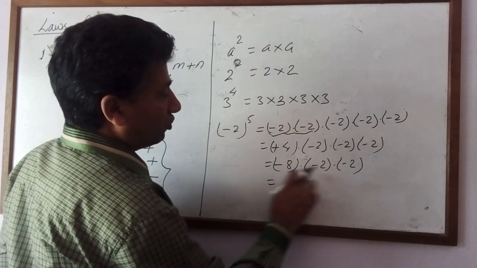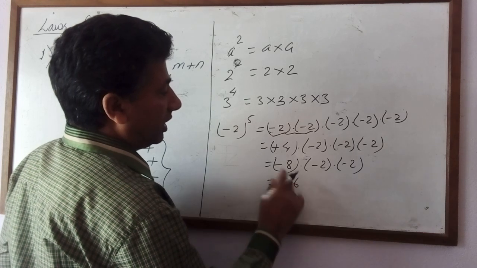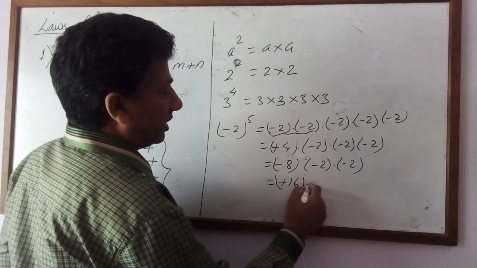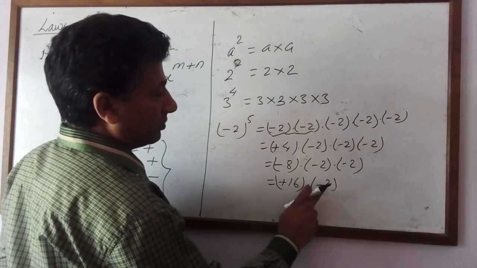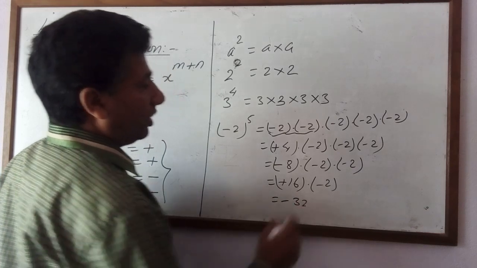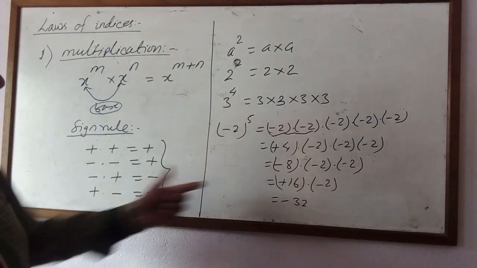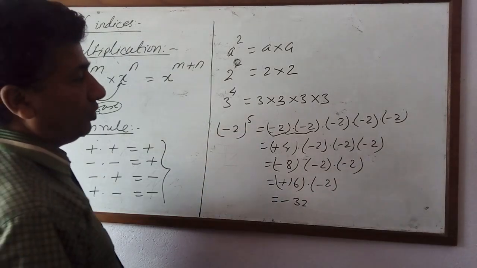Now, again multiply this: minus times minus, plus. Not necessary to write this, 8 times 2, 16. Minus 2, I wrote in bracket. Again multiply this 2, plus times minus, minus 32. Now, just to make this rule clear, I did this one. You can do it in a shortcut way also, like this.